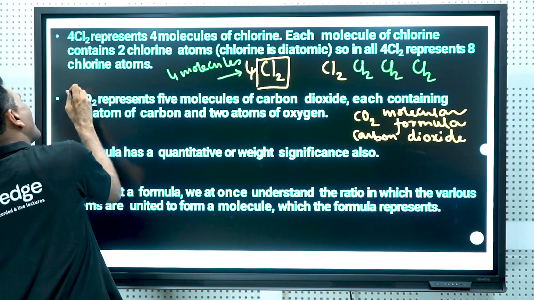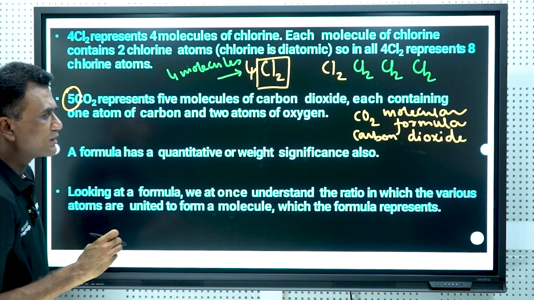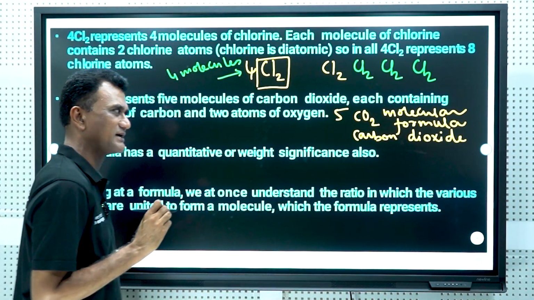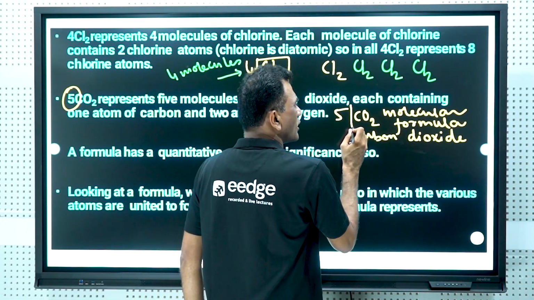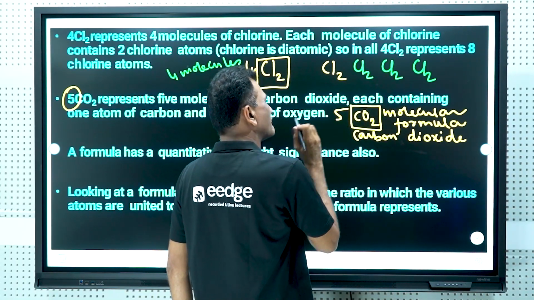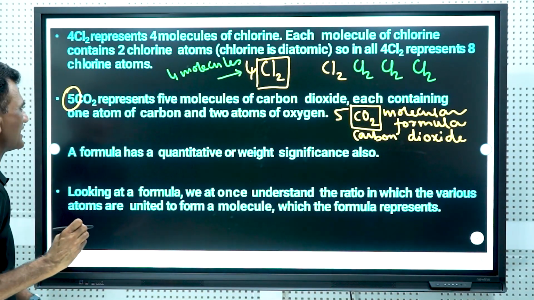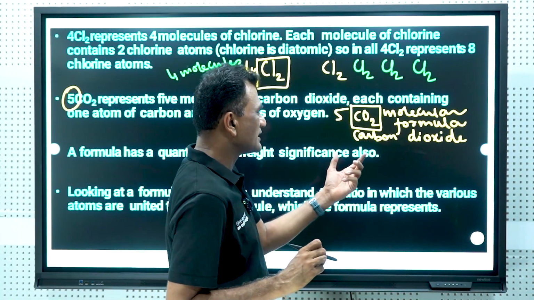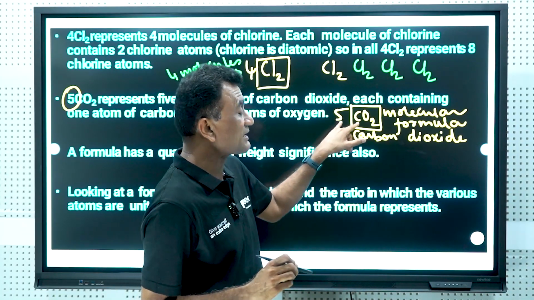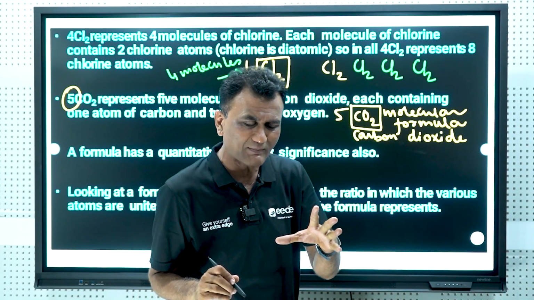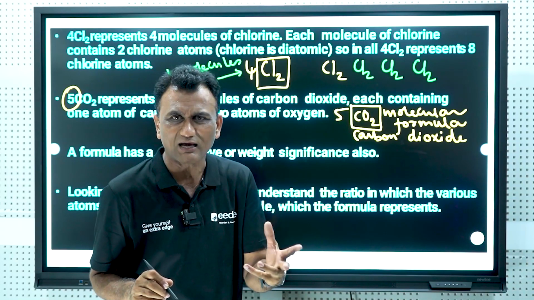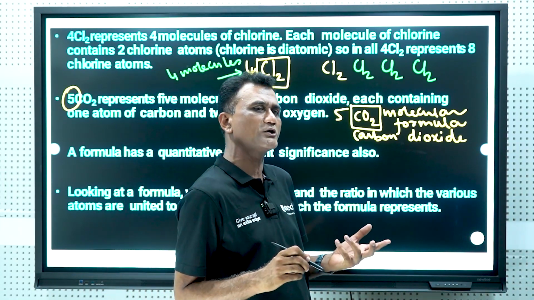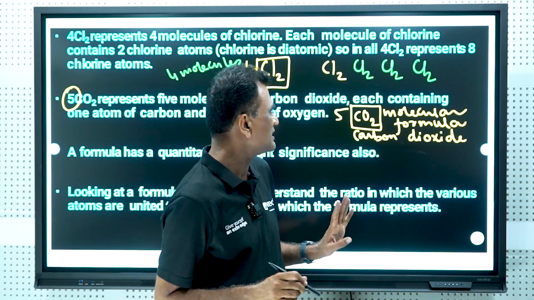So when we write 5CO2, it stands for 5 molecules of carbon dioxide. This is one molecule of carbon dioxide, and when we write 5, it stands for 5 molecules of carbon dioxide. So each carbon dioxide has one carbon atom and two oxygen atoms. So can you let me know how many carbon atoms are present in 5 molecules of carbon dioxide? Obviously 5 carbon atoms. And how many total oxygen atoms are present in 5 molecules of carbon dioxide? It is 5 2s are 10, right?